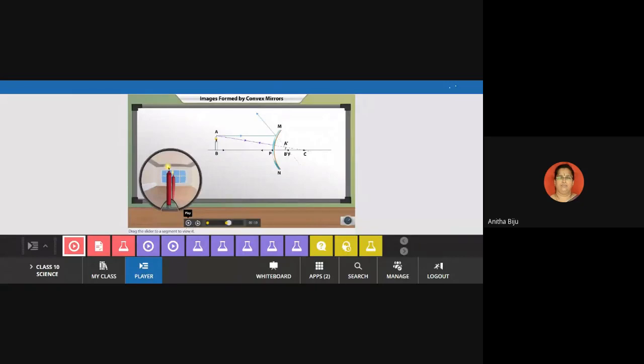Only two ray diagrams we have to learn for convex mirrors. One is the images formed by a convex mirror. You can see the first case. Look at the position of the image. It is formed on the other side, the reflected side. And the object is placed on this side.